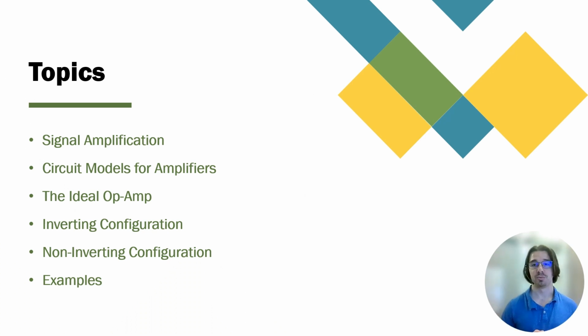In this lecture, we will cover the following topics: signal amplification, circuit models for amplifiers, the ideal op-amp, inverting configuration, non-inverting configuration, and throughout the lecture we'll do several examples. I will provide timestamps to all of these topics in the description. Let's get started.